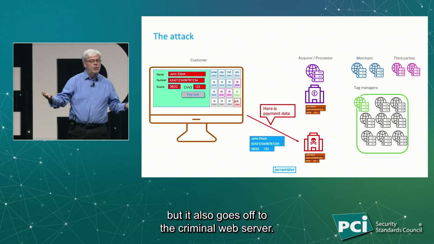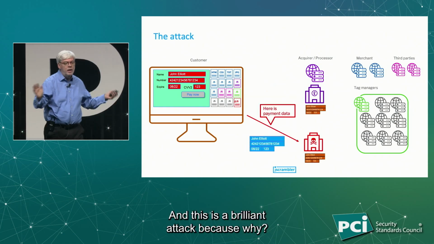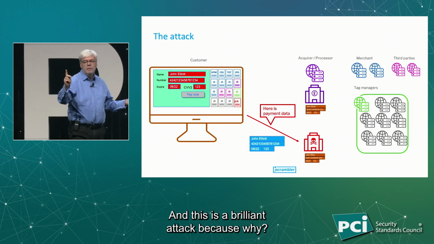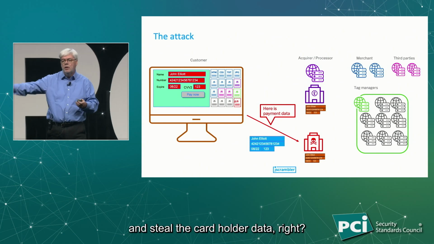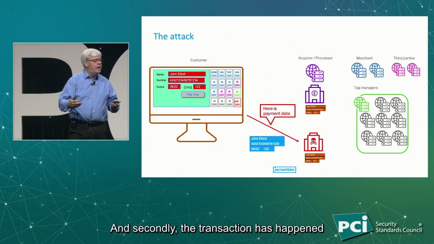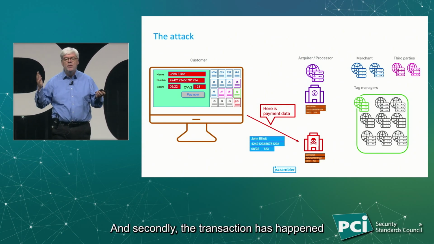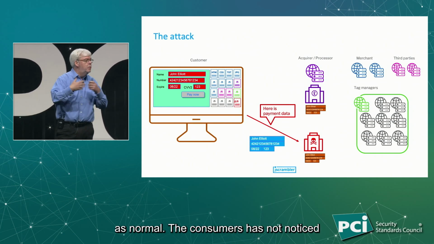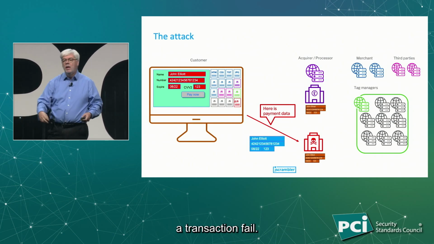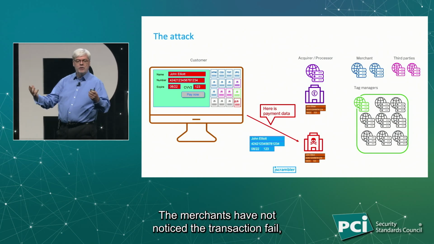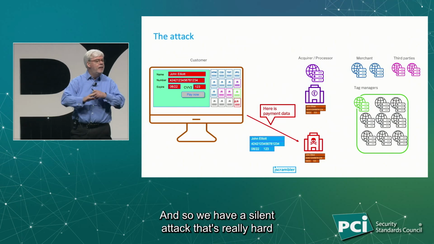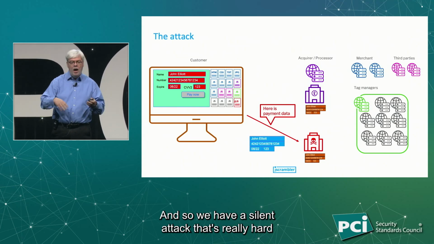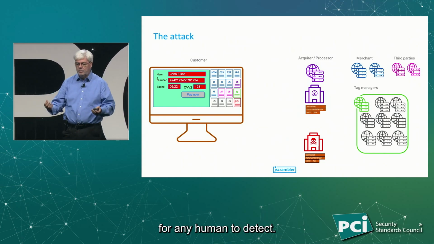But it also goes off to the criminal web server. And this is a brilliant attack because why? Number one, the criminal doesn't need persistence in the merchant environment to come back and steal the cardholder data, right? And secondly, the transaction has happened as normal. The consumer's not noticed the transaction fail. The merchant's not noticed the transaction fail. The payment service provider's not noticed the transaction fail. And so we have a silent attack that's really hard for any human to detect.